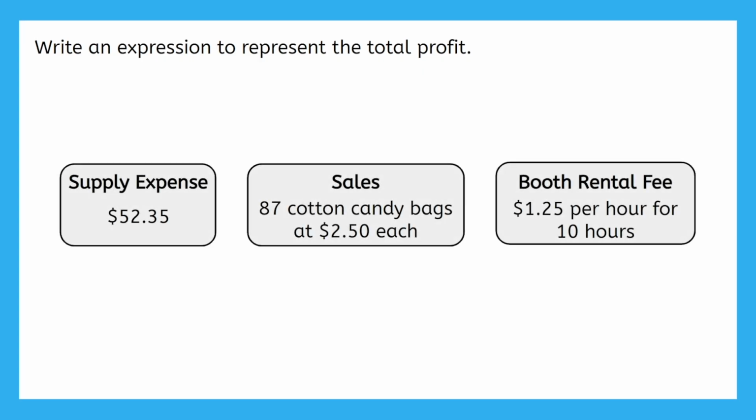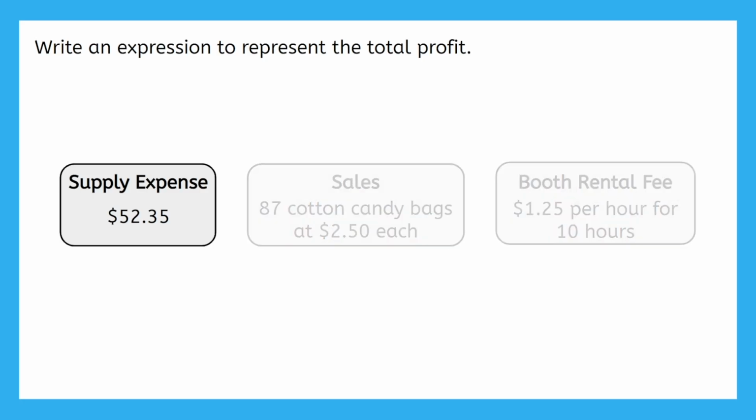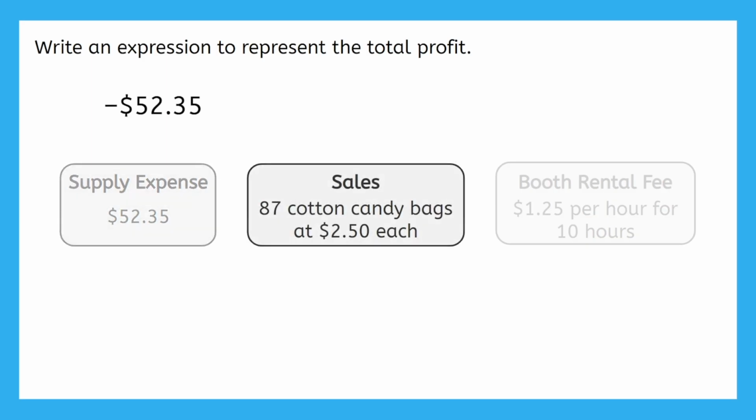If we combine our income and expenses, we can find the profit. We spent $52.35 on supplies. Should this expense be positive or negative? Right, negative. Expenses take money away from our profit. So we'll start with negative $52.35. Next, we sold 87 cotton candy bags at $2.50 each.